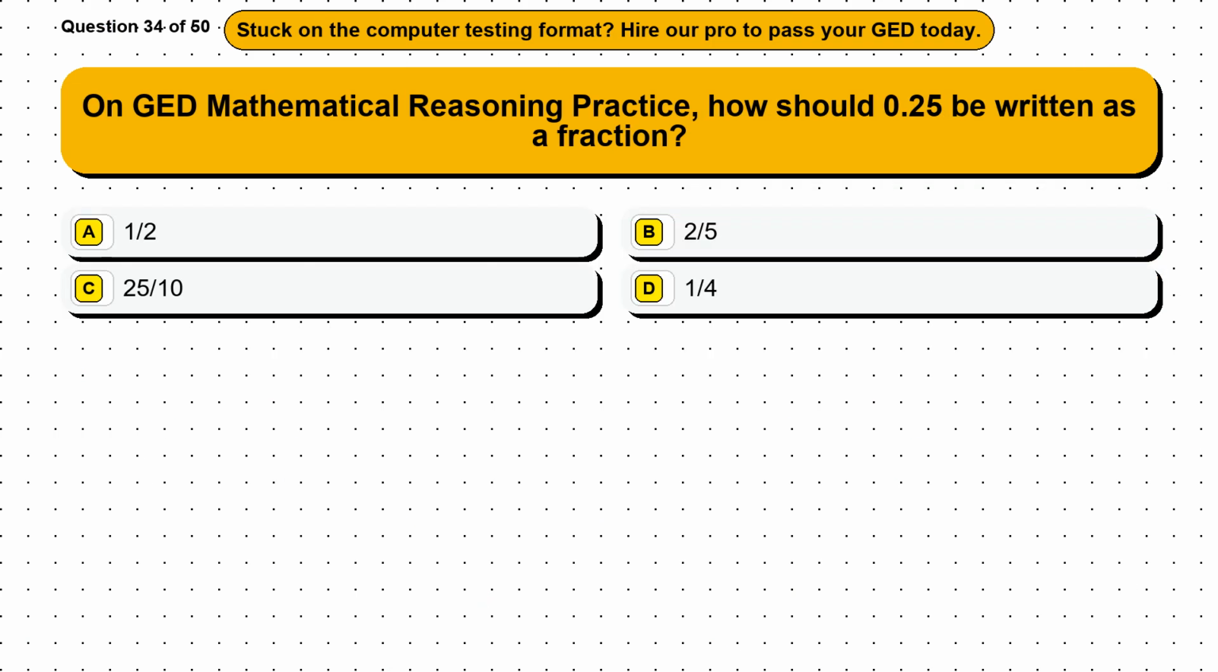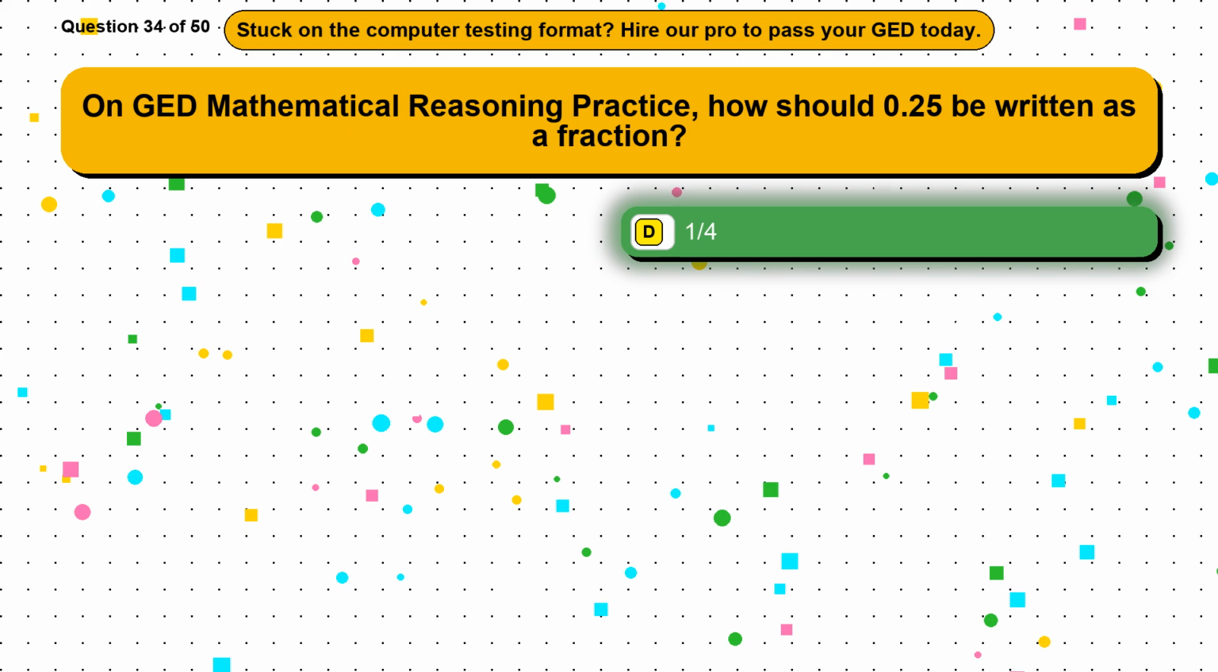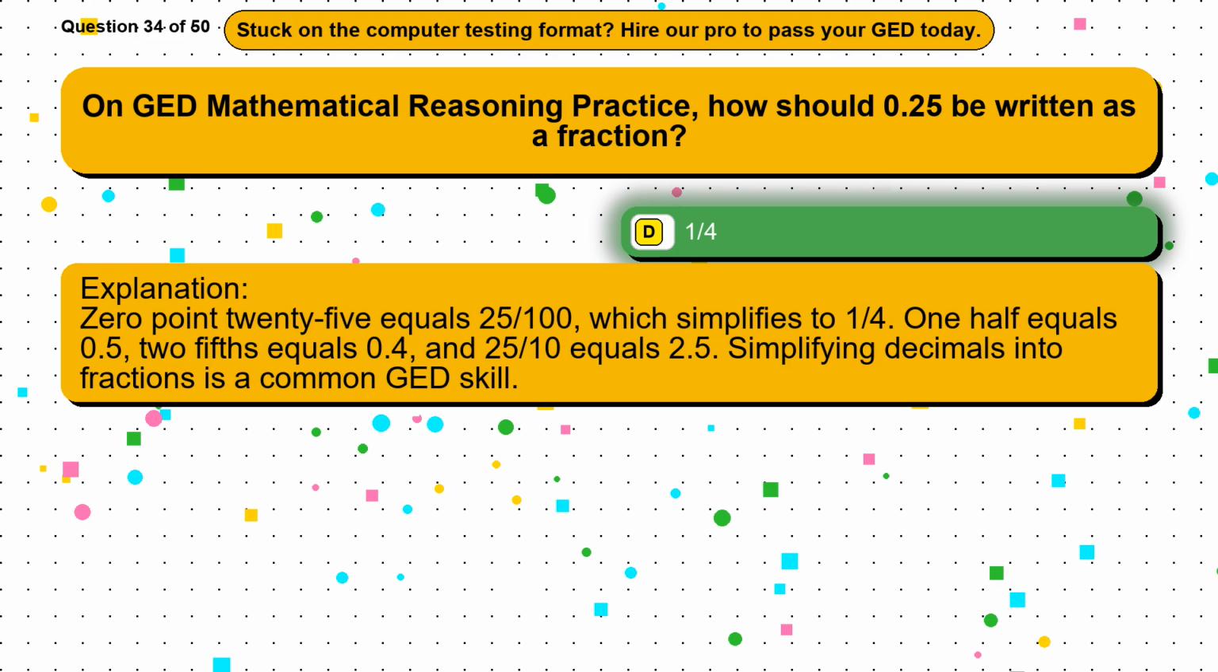Question 34. On GED Mathematical Reasoning Practice, how should 0.25 be written as a fraction? Option A, 1/2. Option B, 2/5. Option C, 25/10. Option D, 1/4. The correct answer is option D. 1/4. 0.25 equals 25/100, which simplifies to 1/4. 1/2 equals 0.5, 2/5 equals 0.4, and 25/10 equals 2.5. Simplifying decimals into fractions is a common GED skill.